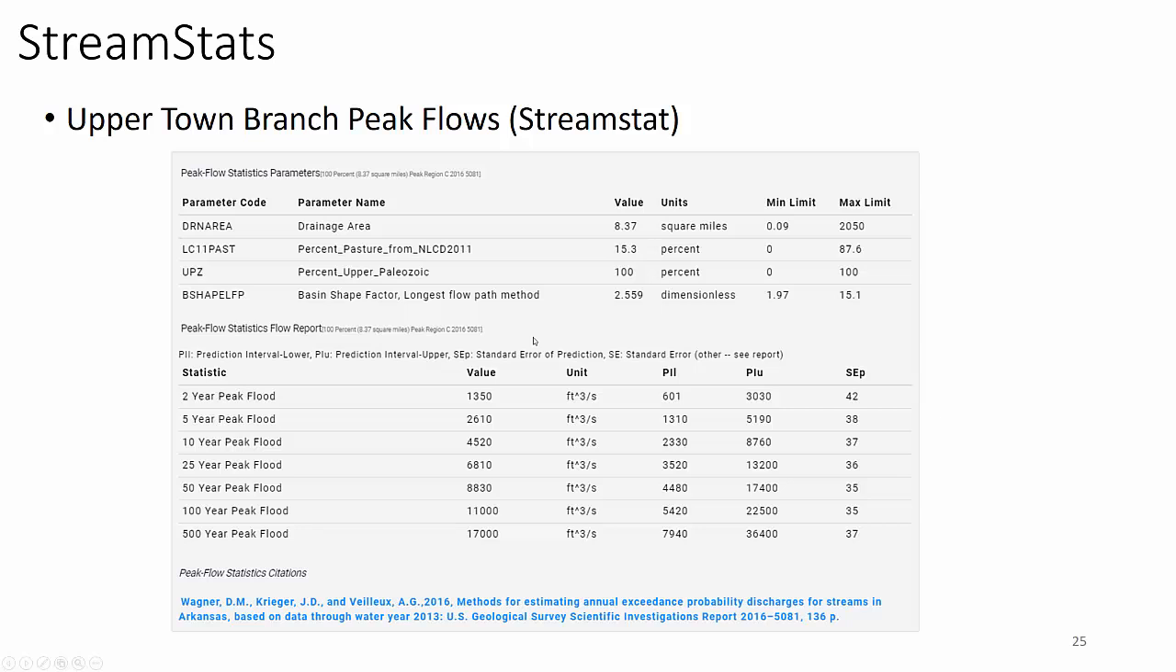If we look at Upper Town Branch peak flows, we have the 2, 5, 10, 25, 50, 100, and 500 year return periods. And we have the Q values in cubic feet per second. You can convert these yourself. We also have the upper and lower 95 and 5% confidence intervals, and you know how to calculate those with the standard errors. So we have the appropriate statistics now that you can build a probability distribution function for each of these return values.